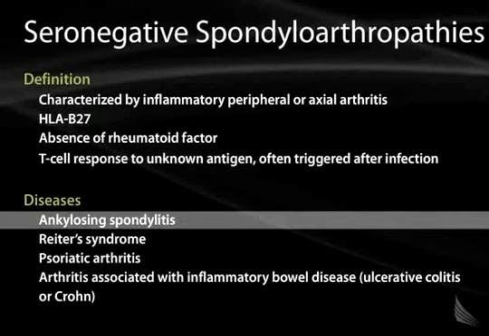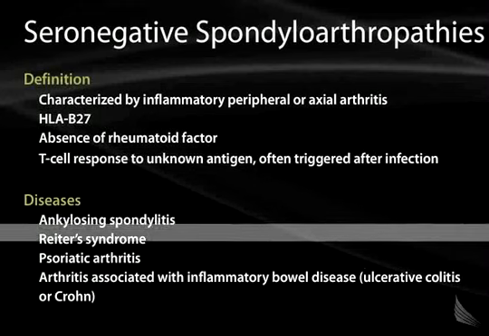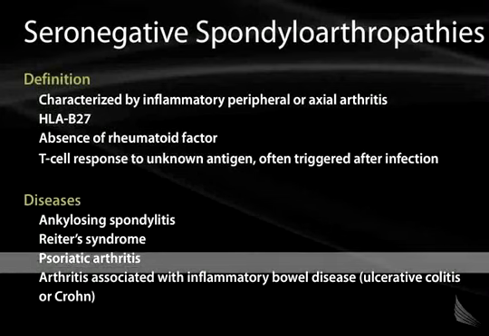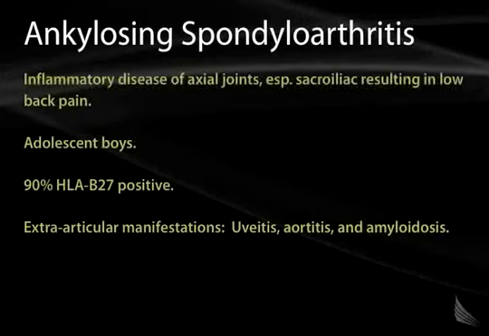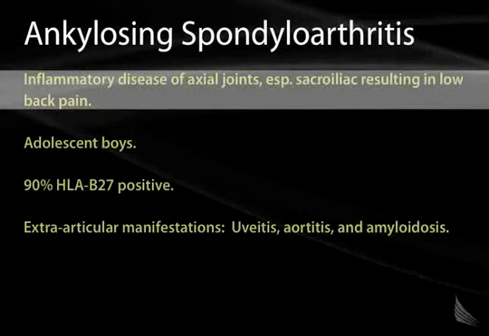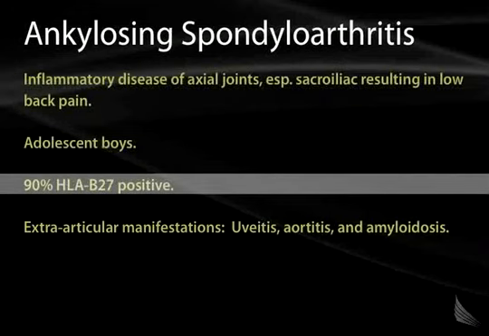The entities that are considered here are things such as ankylosing spondylitis, Reiter syndrome, psoriatic arthritis, and arthritis associated with other inflammatory disorders. Thus, one can see arthritides with patients who have other autoimmune diseases such as ulcerative colitis or Crohn. Ankylosing spondyloarthritis is an inflammatory disease of the axial joints, particularly the sacroiliac joint, resulting in unexplained low back pain. Again, look for this for patients who are HLA-B27 positive.